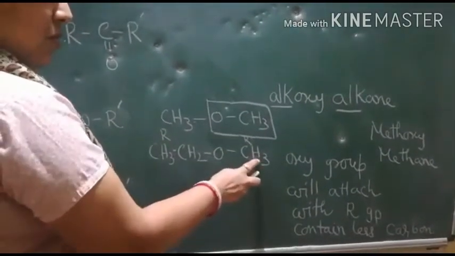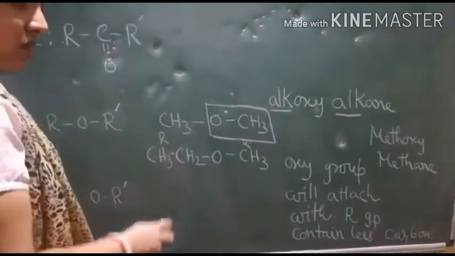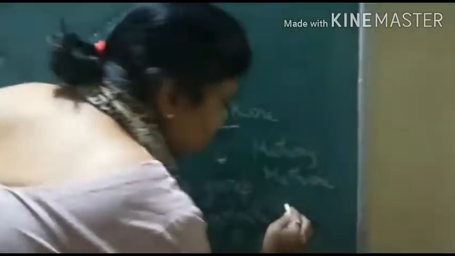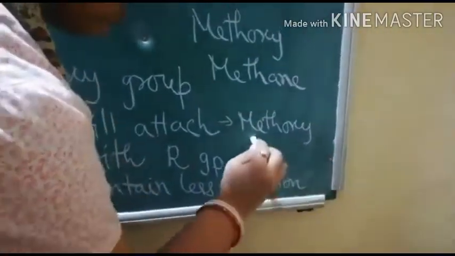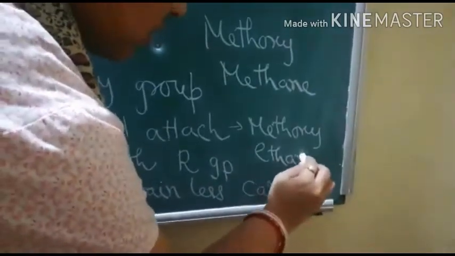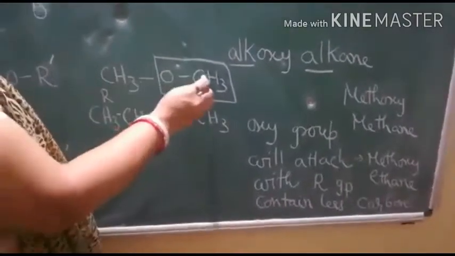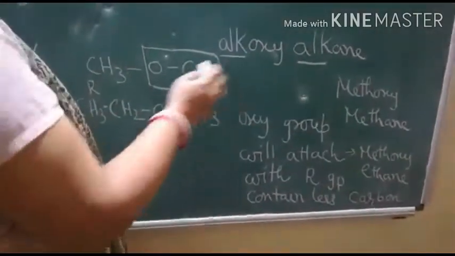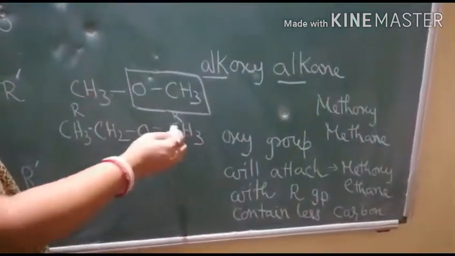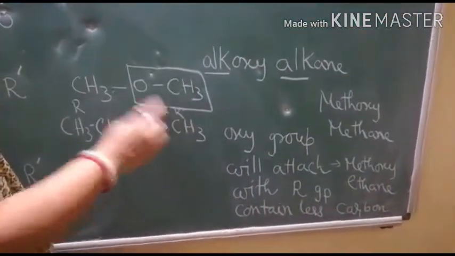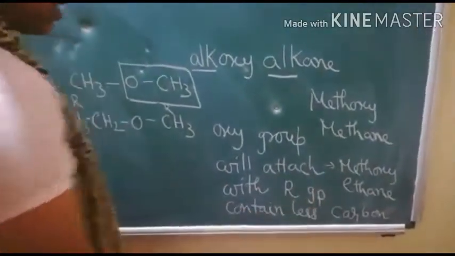So what will the nomenclature be? Methoxy, and this is two carbon, so it is ethane. The nomenclature will be methoxyethane. Here in the earlier example there was no problem because both R groups have the same number of carbon, that's why it is methoxymethane. But when the R groups are different, you have to think that the oxy group will attach with the R group containing less carbon.